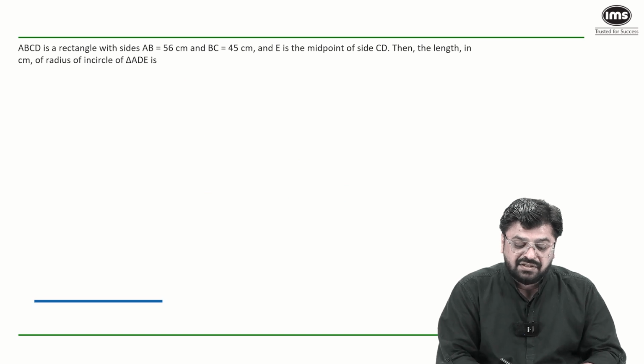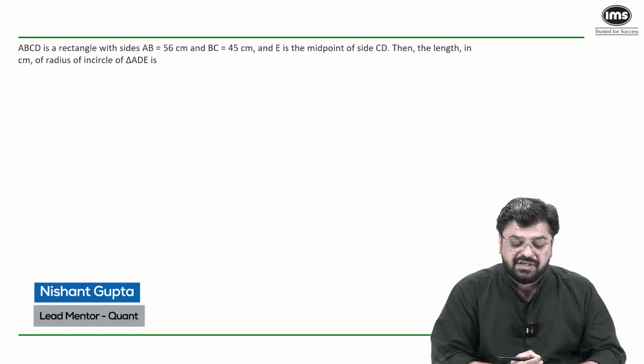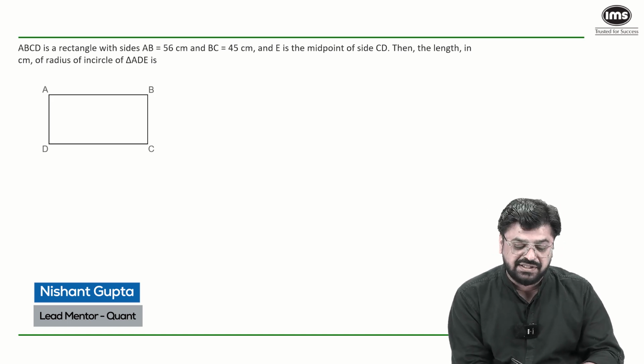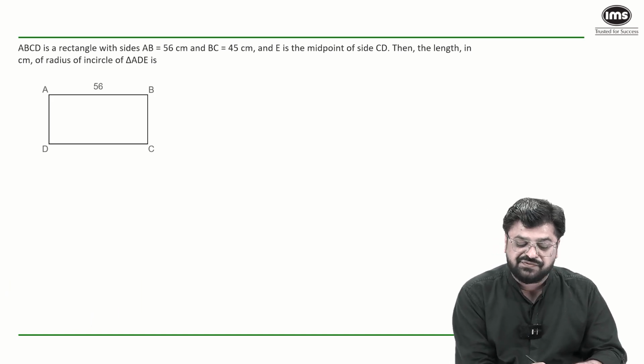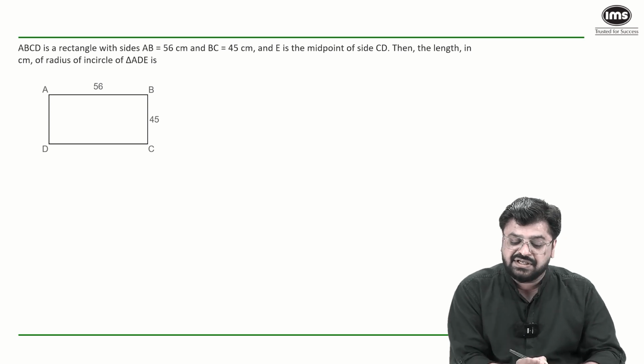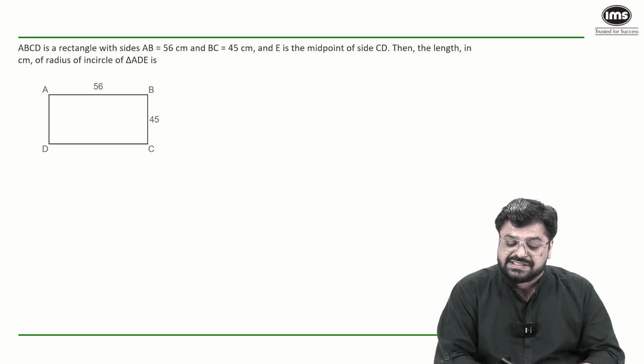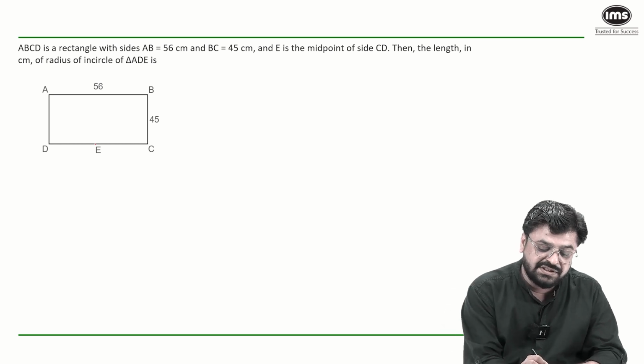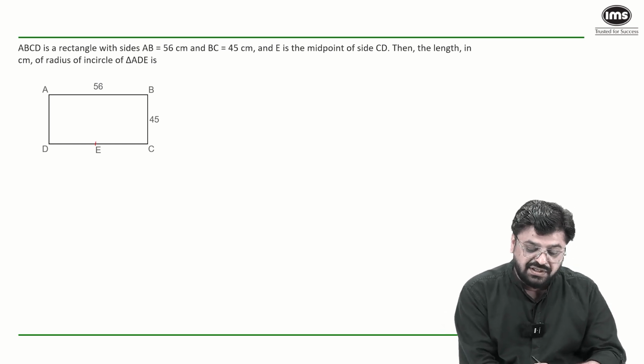ABCD is a rectangle with sides AB equal to 56 and BC as 45. So ABCD is a rectangle like this, in which AB is 56 and BC is 45. E is the midpoint on side CD. This is the midpoint. Okay.